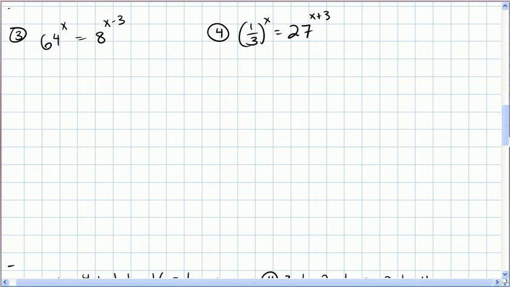Alright, we have 64^x equals 8^(x minus 3). What we want to do is get a common base here. So, common base should be 8. I'm going to turn this one into 8 to the 2x, because 64 is 8 squared. We're multiplying exponents when we have an exponent to an exponent. Equals 8 to the x minus 3, and then we can just say 2x equals x minus 3. Subtract x from both sides, we get x equals negative 3.